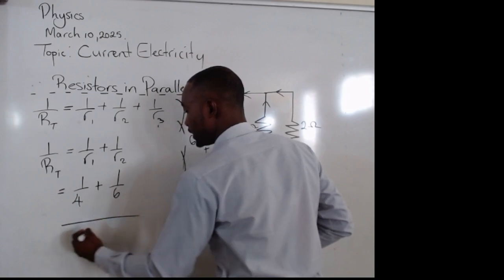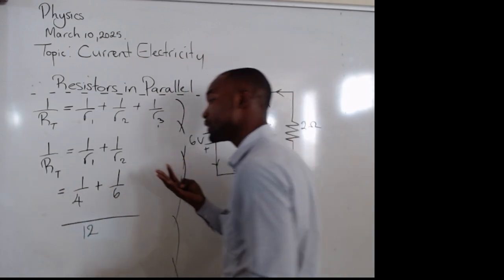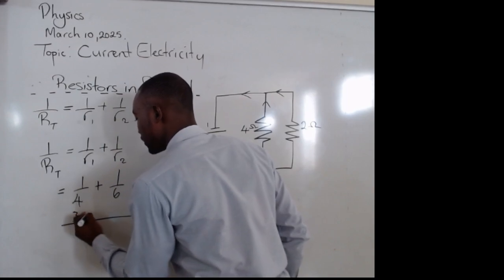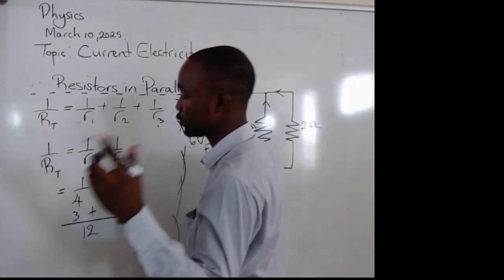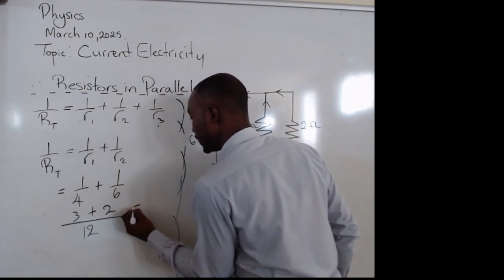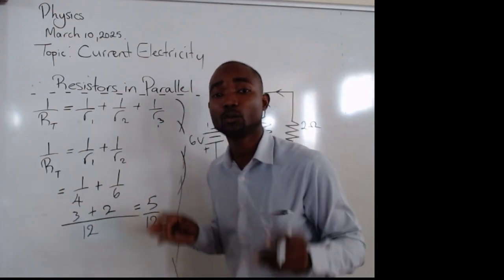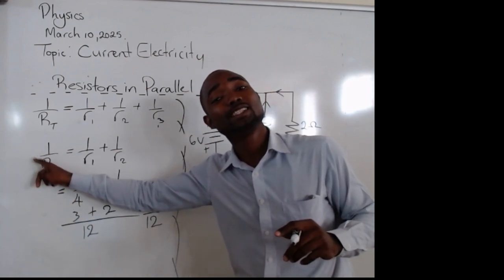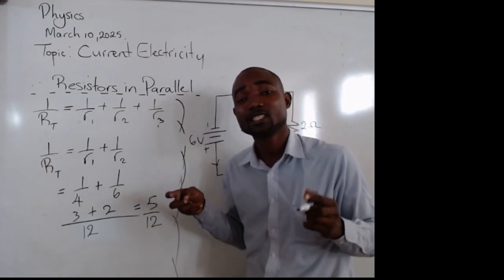What can we use as the LCM? I say 12. 4 into 12 goes 3 times, 3 ones, 3. Plus 6 into 12 goes 2 times, 2 ones, 2. And we get 5 over 12. What is equal to 5 over 12? 1 over RT. So we still need to find what RT is.